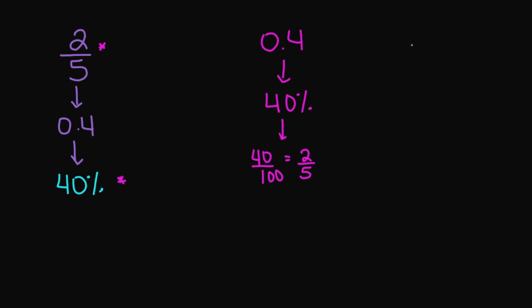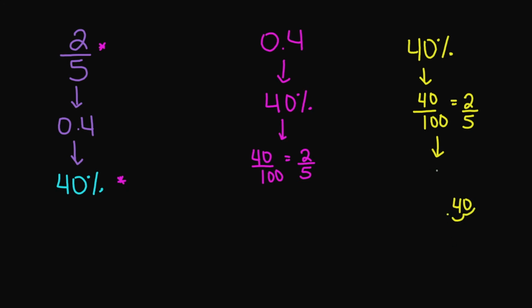Now, let's say we started with our 40% this time. How do I go from 40% to a fraction, which is what we just did here? So this is going to be 40 over 100, which equals 2 over 5. And if you have your fraction, how do you get your decimal? Well, since I have my percentage, I can just move 2 decimal places to the left. So I have my percentage here. So 1, 2, it puts me right here. So this is going to be 0.4.